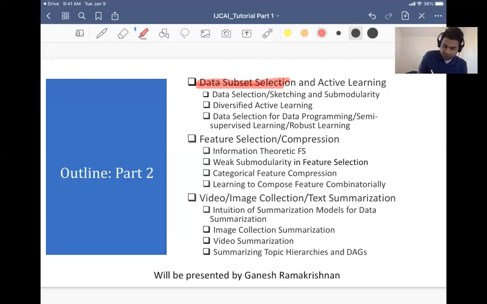The second part will focus on feature selection, and in some sense, we'll also talk about rule selection over here. Why is this important? Well, the number of features is growing, particularly with deep neural networks. So how can you select subsets of features so that you can compress machine learning models? The third part will focus on data summarization. Here we will talk about things like video summarization, image collection summarization, and text summarization. You have massive amounts of data. How do you summarize this for human consumption?